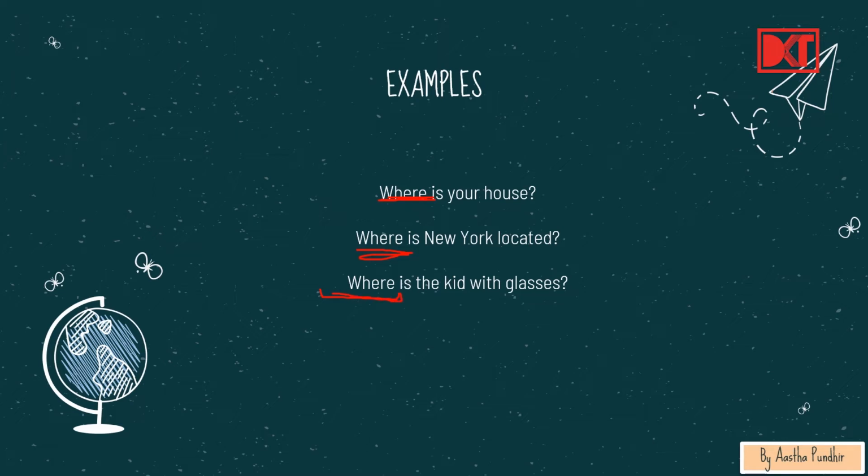Here again, where is the kid with glasses? Here we are asking the whereabouts of whom? The position or the place of whom? The kid with glasses. Alright.